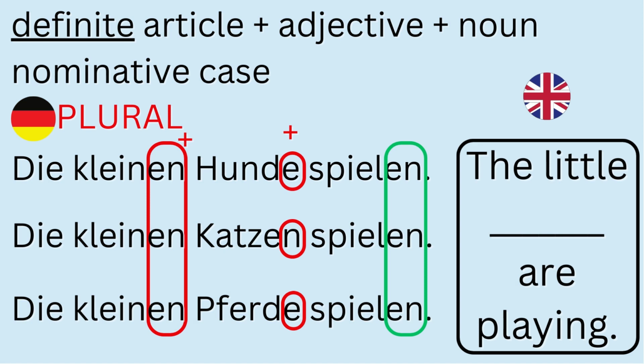And for the plural, we would have die kleinen Hunde, Katzen, Pferde, you can exchange those in this case, it's all the same, spielen. So in German, that would be the little dogs, cats, and or horses are playing.